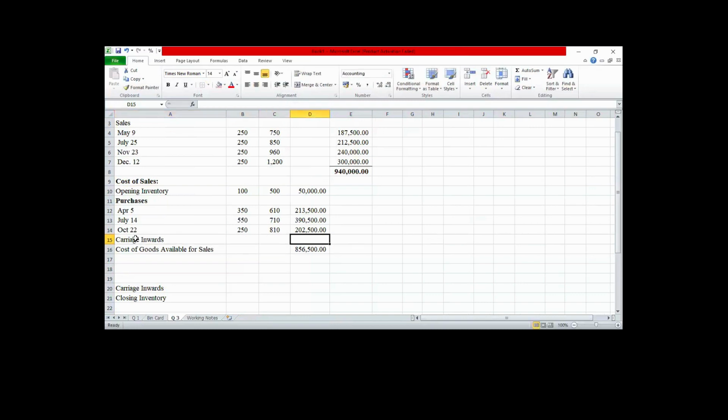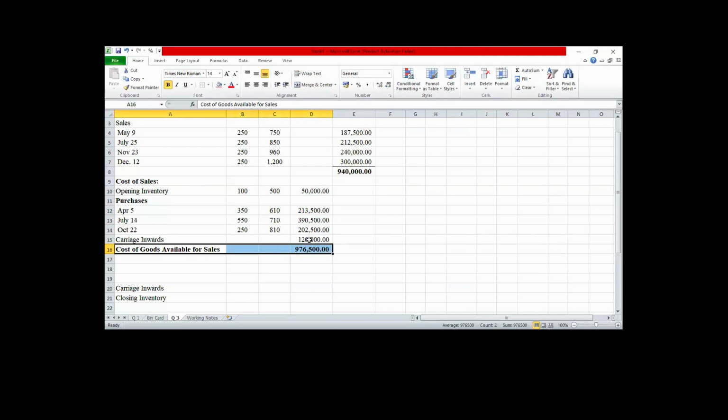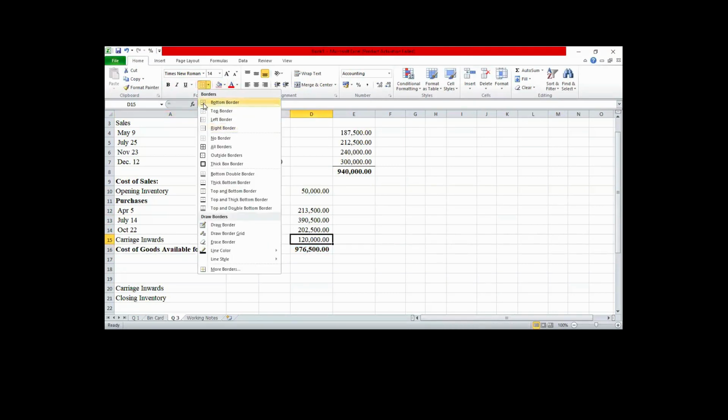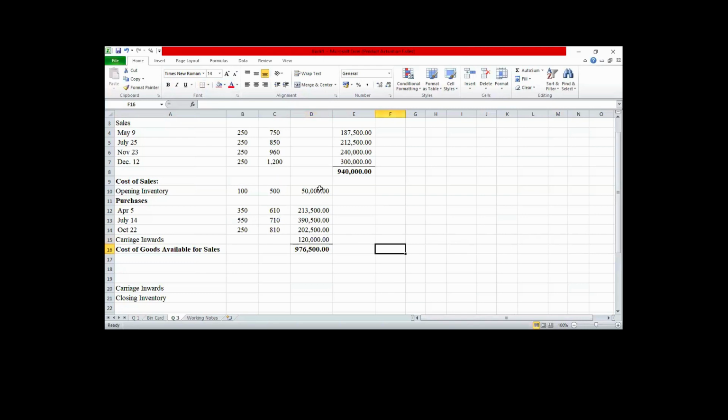How much is your carriage inward? 120,000 naira. If you add everything together now, what do we have? Is it clear? Yes, sir. We added opening inventory plus our purchases plus carriage inward. That's our cost of goods available for sales.